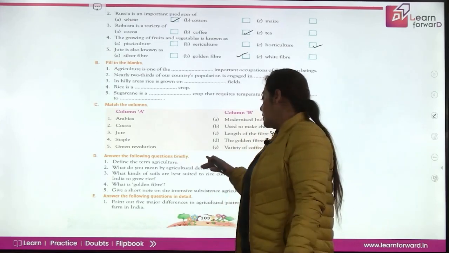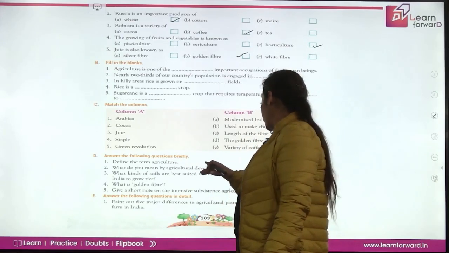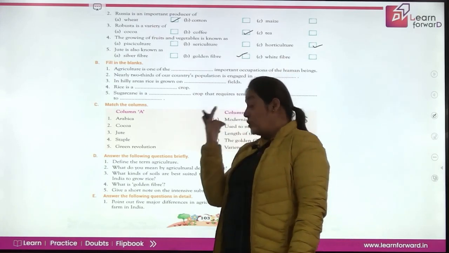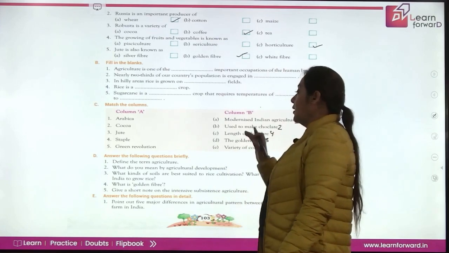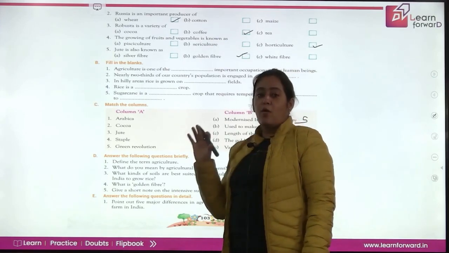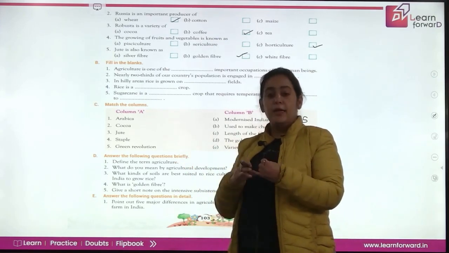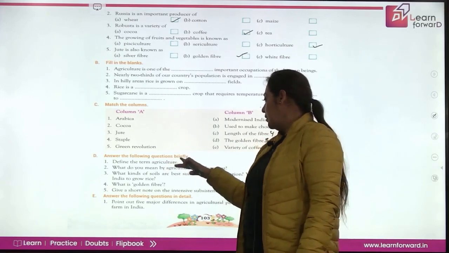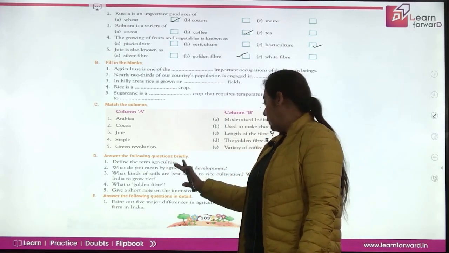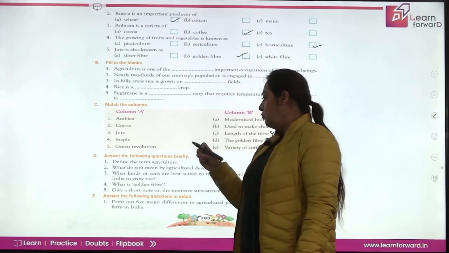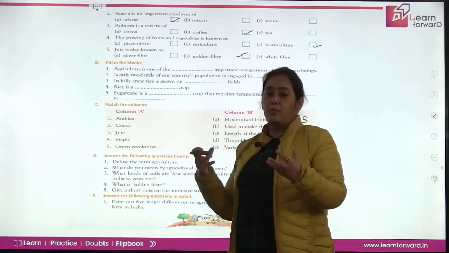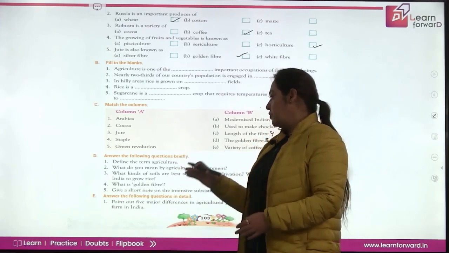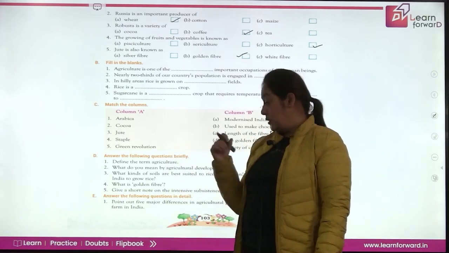What kind of soils are best suited for rice cultivation? Which method is employed in India to grow rice? If we talk of the soil for rice cultivation, rice requires a lot of water, right? It requires clayey alluvial soil and loamy soil. So when we grow rice in the kind of soil we have mentioned, the method involved in rice cultivation is manual labor, and here we need a lot of water for the cultivation of rice. What is a golden fiber? Jute is known as a golden fiber.